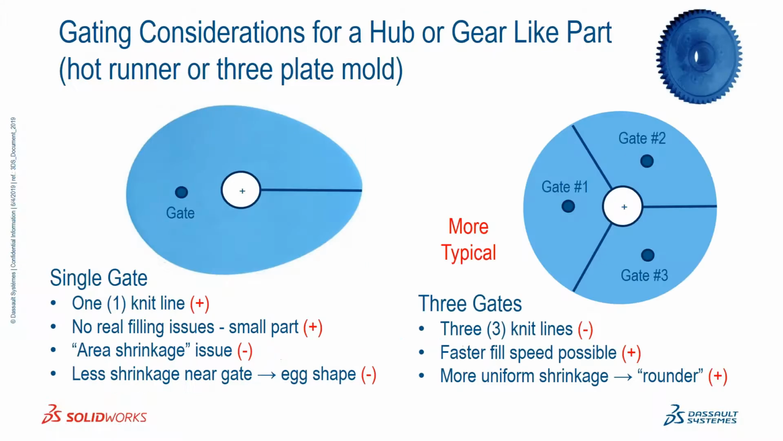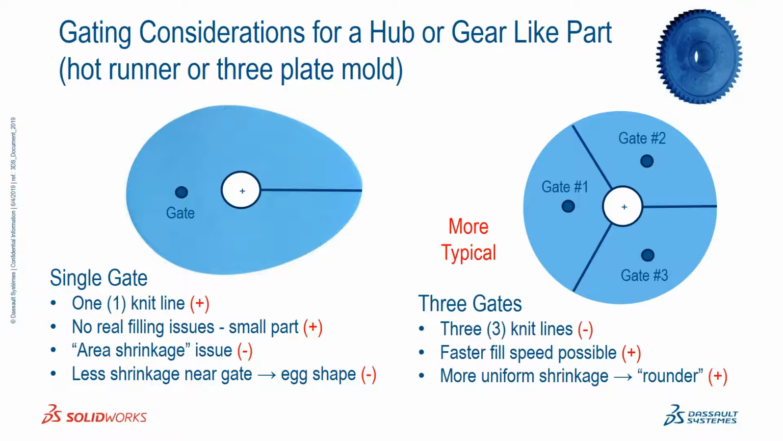The gear is a good example. The gear could be molded with one gate. It could be molded with two gates. It could be molded with 8 gates. But in this case, the gate would be from, say, a 3-plate mold or a hot runner mold onto the face of the gear. And if you use one gate, you could fill the mold. It's a small part. There's no problem with pressure drop. The issue would really be one of area shrinkage, in that you would get less shrinkage near the gate than away from the gate, and the gear itself would be out of round. It would be more like an egg shape.